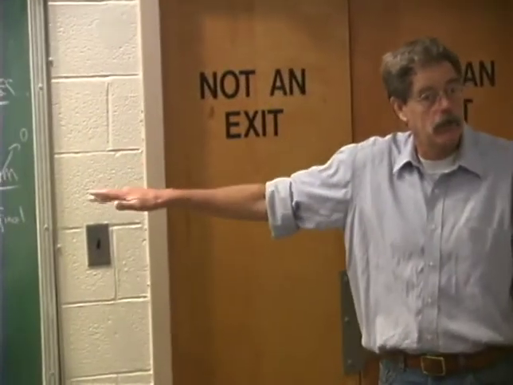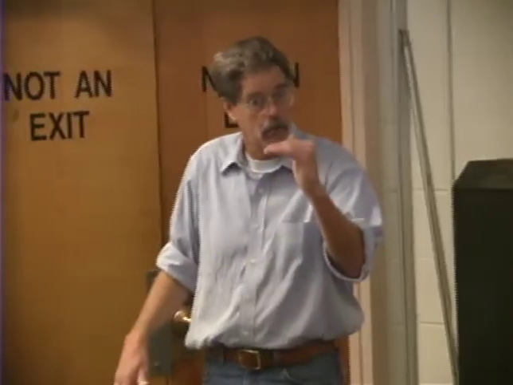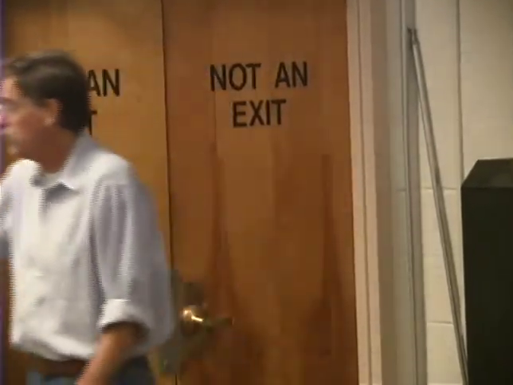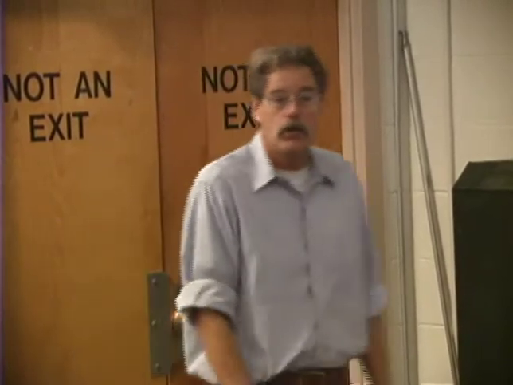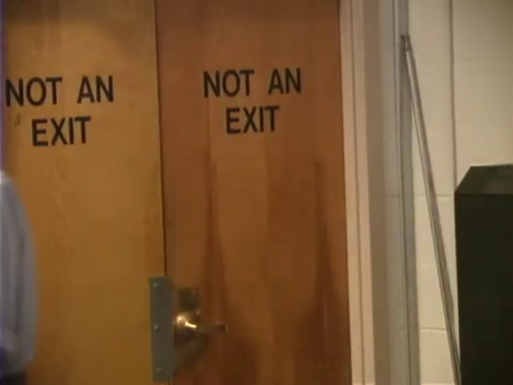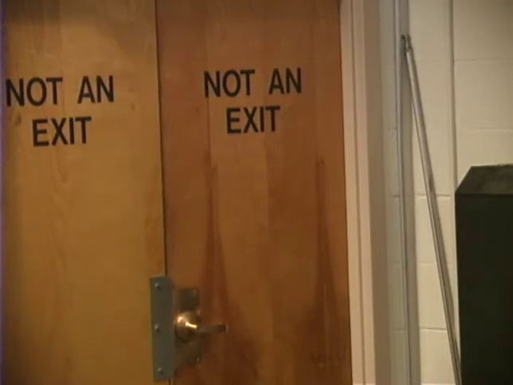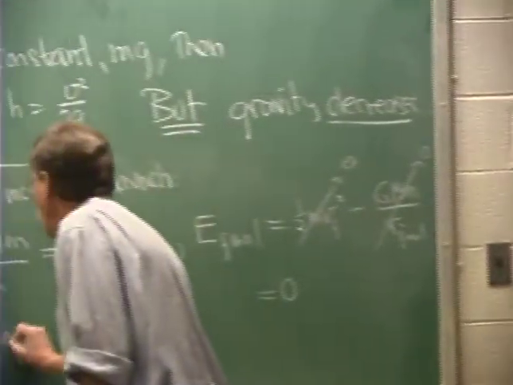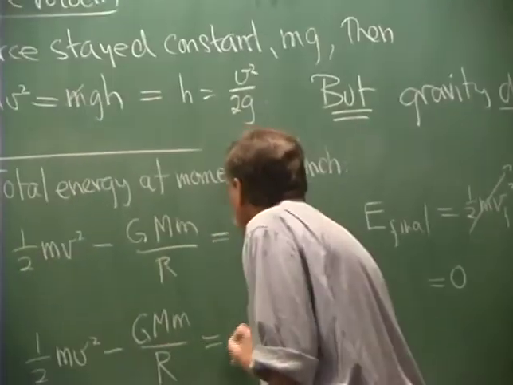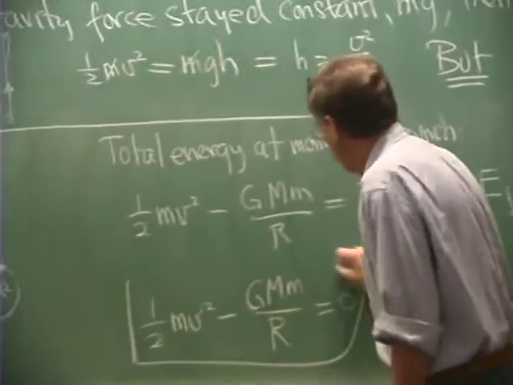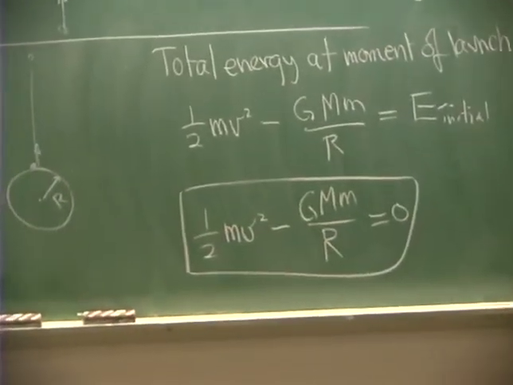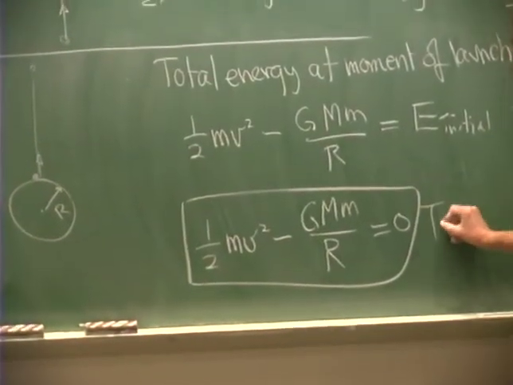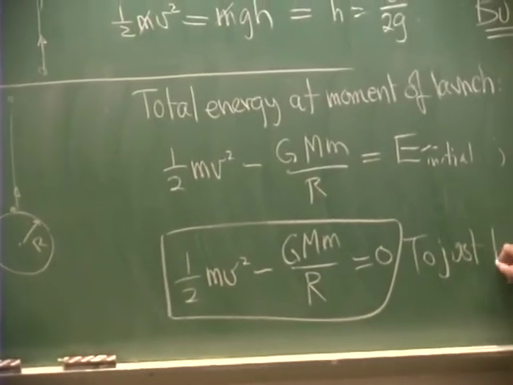I could give it more than enough, of course, by throwing it faster than the escape velocity, then it would arrive out there with more energy, but I'm talking about the bare minimum. Just barely making it out to infinity. That's when I want the total energy of the system to be 0. Well, if the final energy is 0, the initial energy must have been 0. So I get 1/2 mv squared minus GMm over r equals 0. That's the condition for escape.